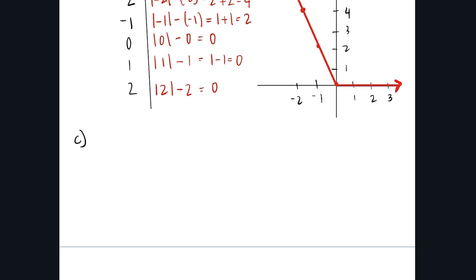Okay. So for C, I'm going to just go f of x equals 2 minus 3x. But I'm going to say that I want this to go from -2 is less than or equal to x is less than or equal to 2.